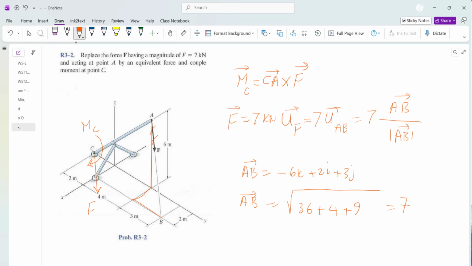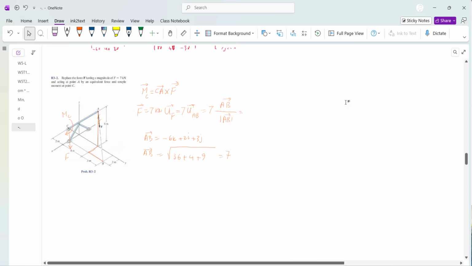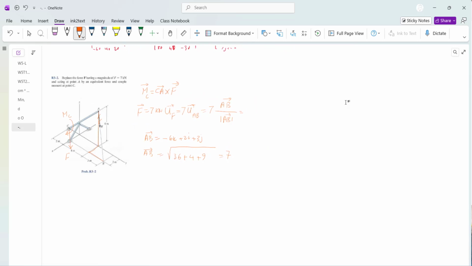Therefore the unit vector of AB can be written, if I organize that, as 7 multiplied by 2 over 7 I, plus 3 over 7 J, minus 6 over 7 K, and that 7 cancels here, so therefore F can be written as 2I plus 3J minus 6K. Now we have the force as a vector.